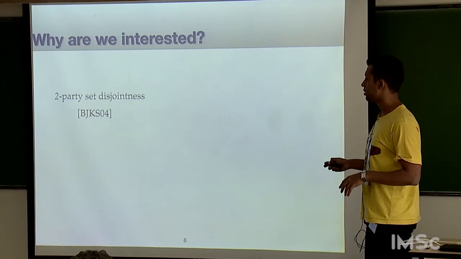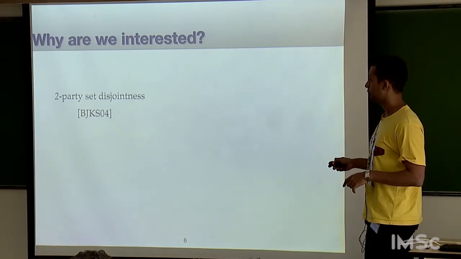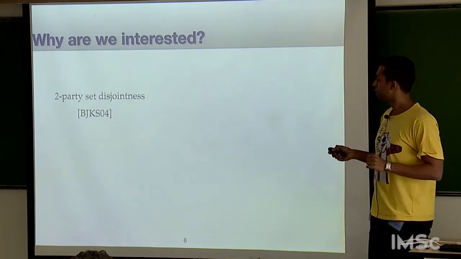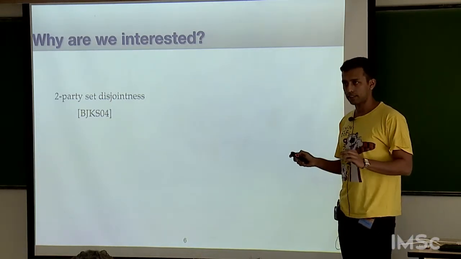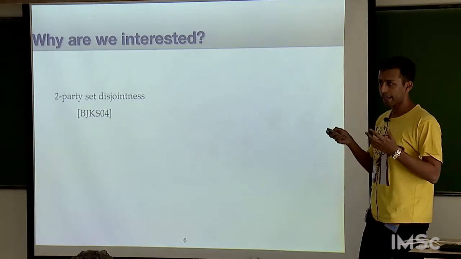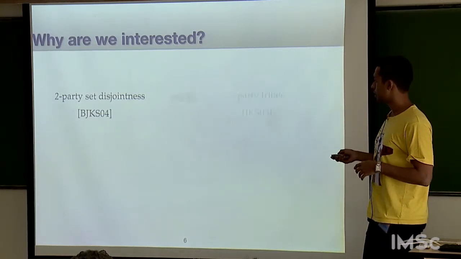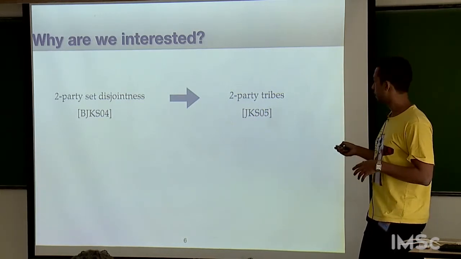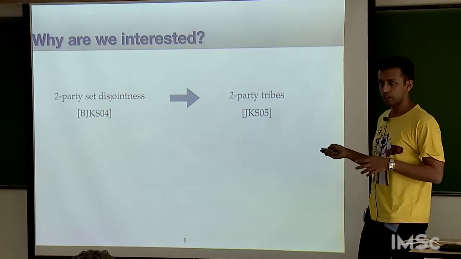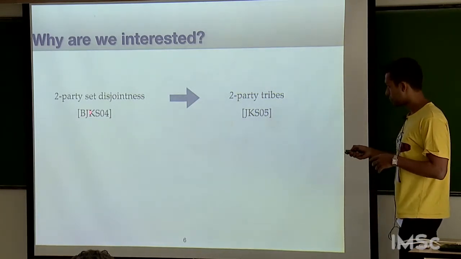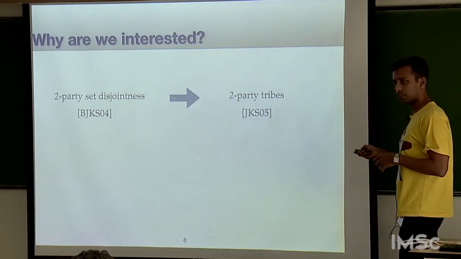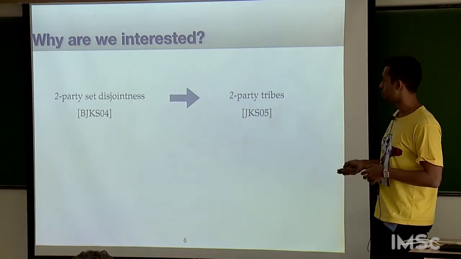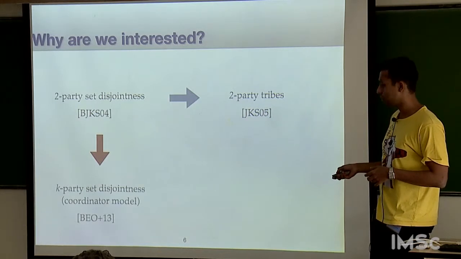This was done in 2004 by Jayram, Kumar and Sivakumar. They showed that for the two-party set disjointness that we have mentioned, in the classical model the lower bound is tight. The lower bound is omega n. That's the full lower bound. This was lifted for two-party tribes. I haven't mentioned what tribes is, but it's a function very closely related to set disjointness, and they showed that this is also pretty hard. Now there was a long pause after this, and in 2013, Braverman et al.